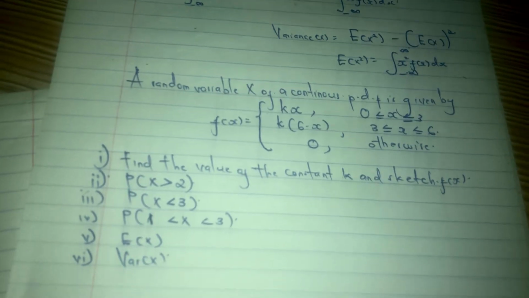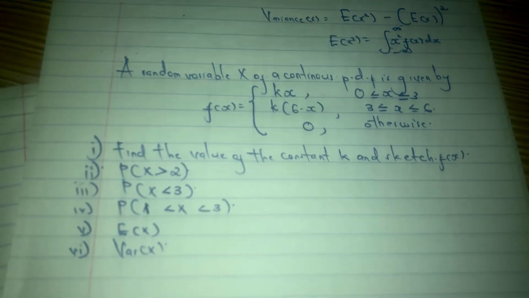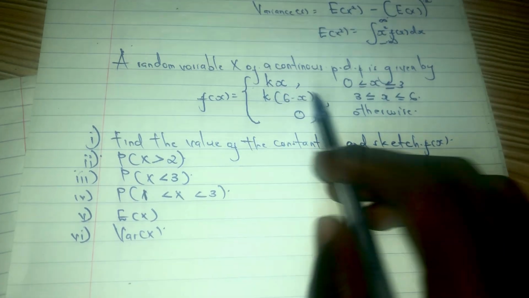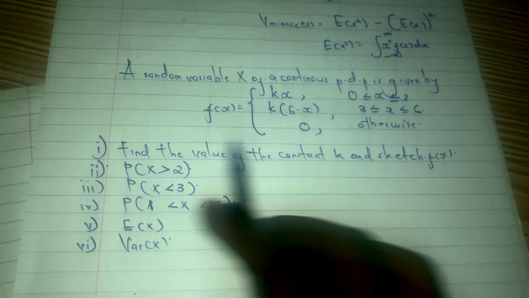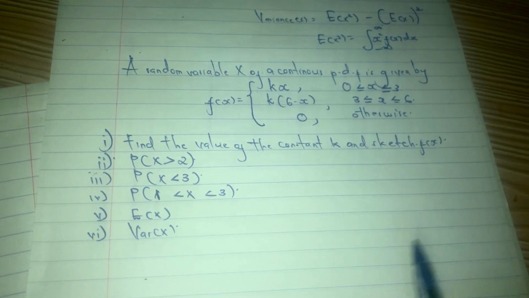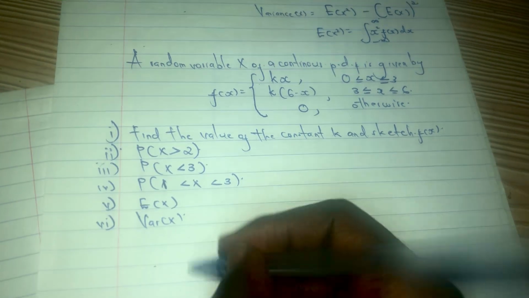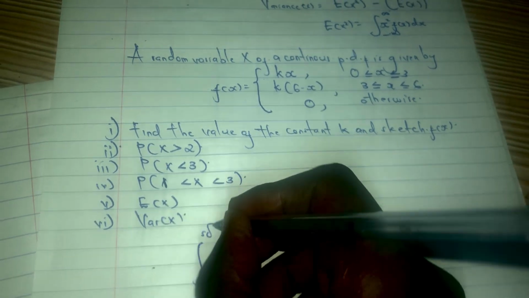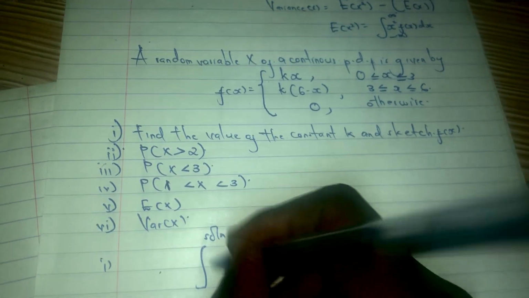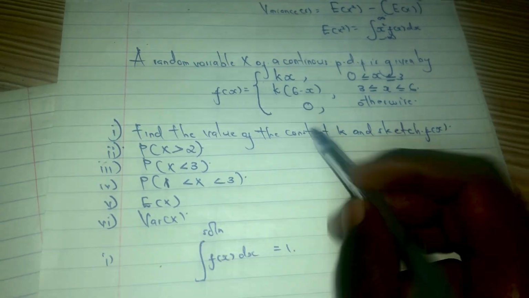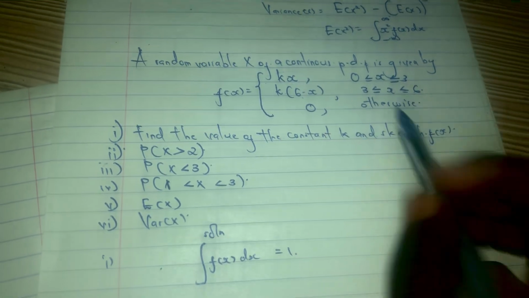They have given us that a continuous random variable x has a probability density function f, given by this, f of x is this and this, and they want us to find these values. So at first they've told us to find the constant k. So to find that constant k, we say we are doing part 1. Remember, the integral of f of x dx equals 1. So we are going to integrate this and equate to 1.